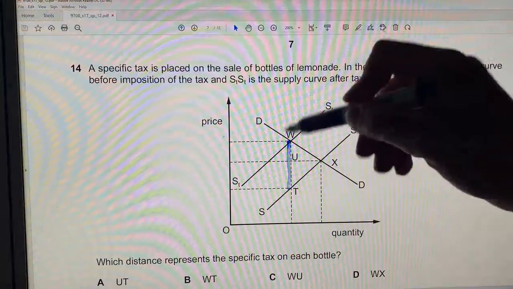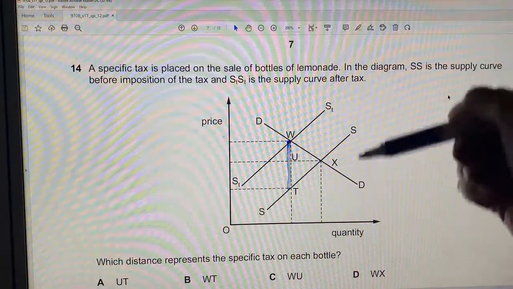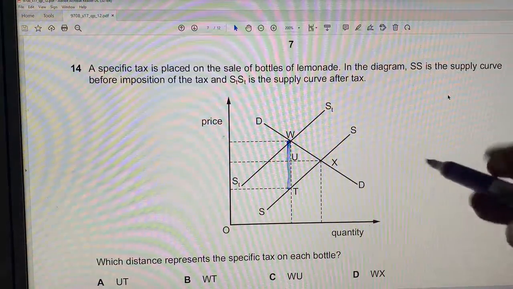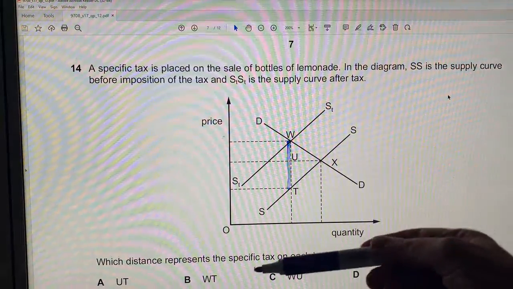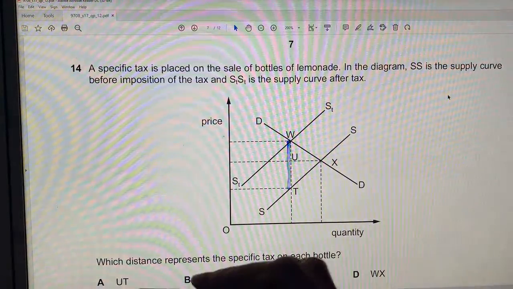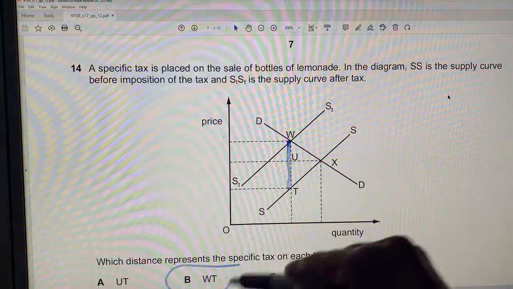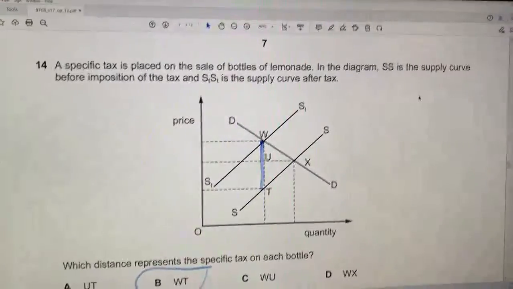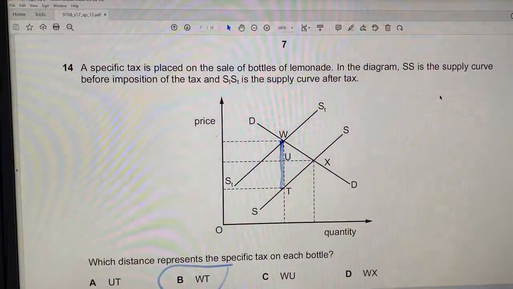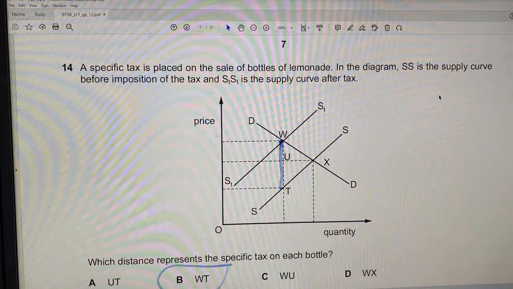The vertical distance between the two supply curves is the specific tax on each bottle, or anything you're taxing. So we're looking for WT. So WT. Answer for 14 must be B. Here, we'll go back to the PDF.